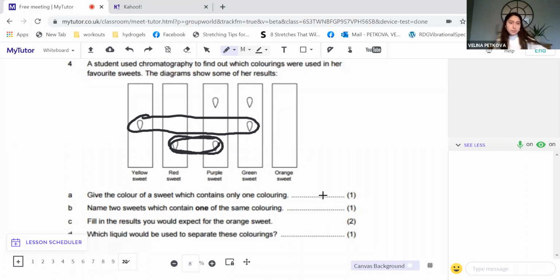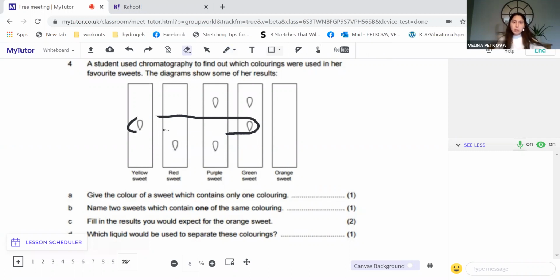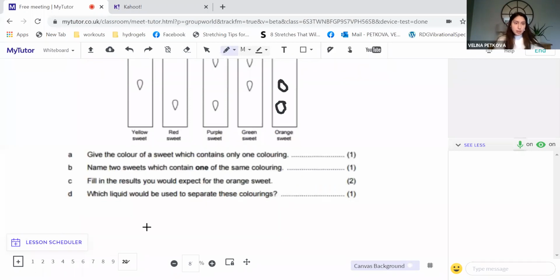Great, okay. Fill in the results you would expect to see for the orange sweet. So what colors would we expect to make up the orange then? Yeah, some great answers. So we would put two dots in the same position as red and yellow. So one, say, around here, and one around here. Perfect. Yeah, brilliant.